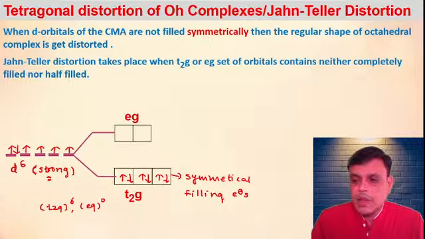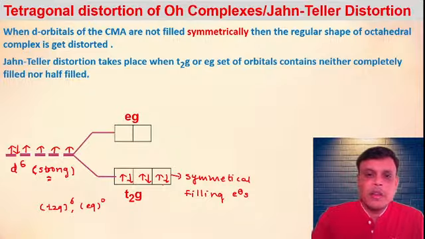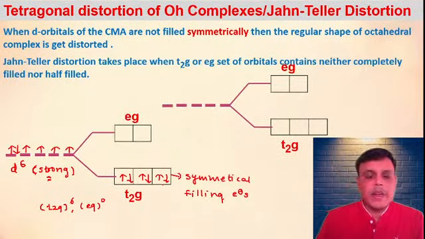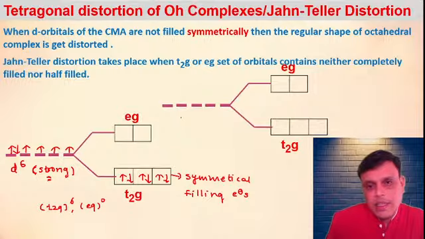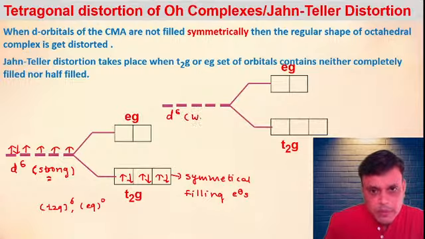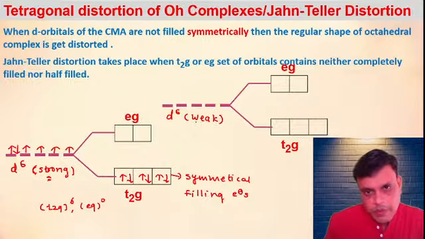Anisha, Renuka, Ankush, Vikram. Good, very good. So we will see the unsymmetrical filling of electrons. Now here, see in this another figure, I will take the d6 system only. Here also I will take the d6 system, but here the complex is weak field.